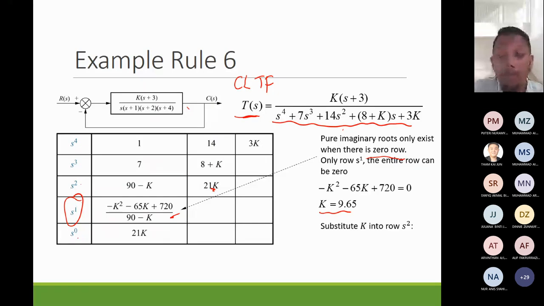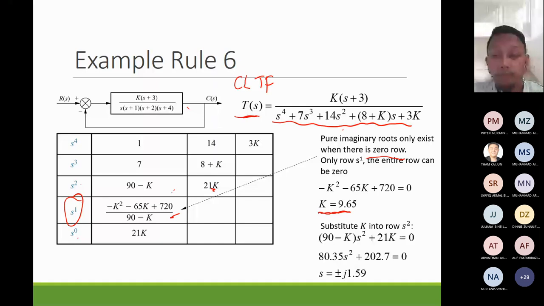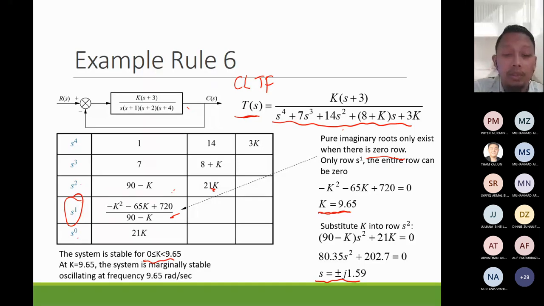Now we need to determine the value of S, or J omega, at the J omega axis. To determine that, you substitute this value of K into the row S2, so we get this value of S. So the system is stable within this range. And at K equals 9.65, the system is marginally stable, oscillating at frequency 1.559. This is the frequency of the marginally stable oscillation, and this gain is the gain at that J omega axis crossing.